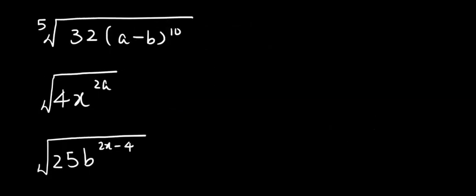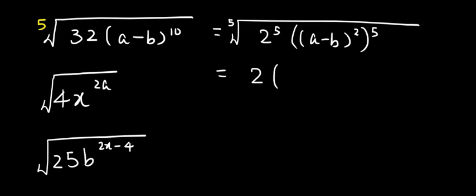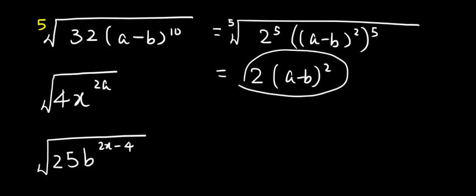All right, let's solve the last three problems. I'm so glad you're still here. This time we're going to look at fifth roots. So think about the fifth roots and 32. 32 is what? 32 is 2 to the fifth power. And then look at a minus b to the 10th power. That is to the second power and to the fifth power. All right? And for this reason, we can have 2 come out. 2, you are out. And a minus b, second power. That's it. We're done with this one.